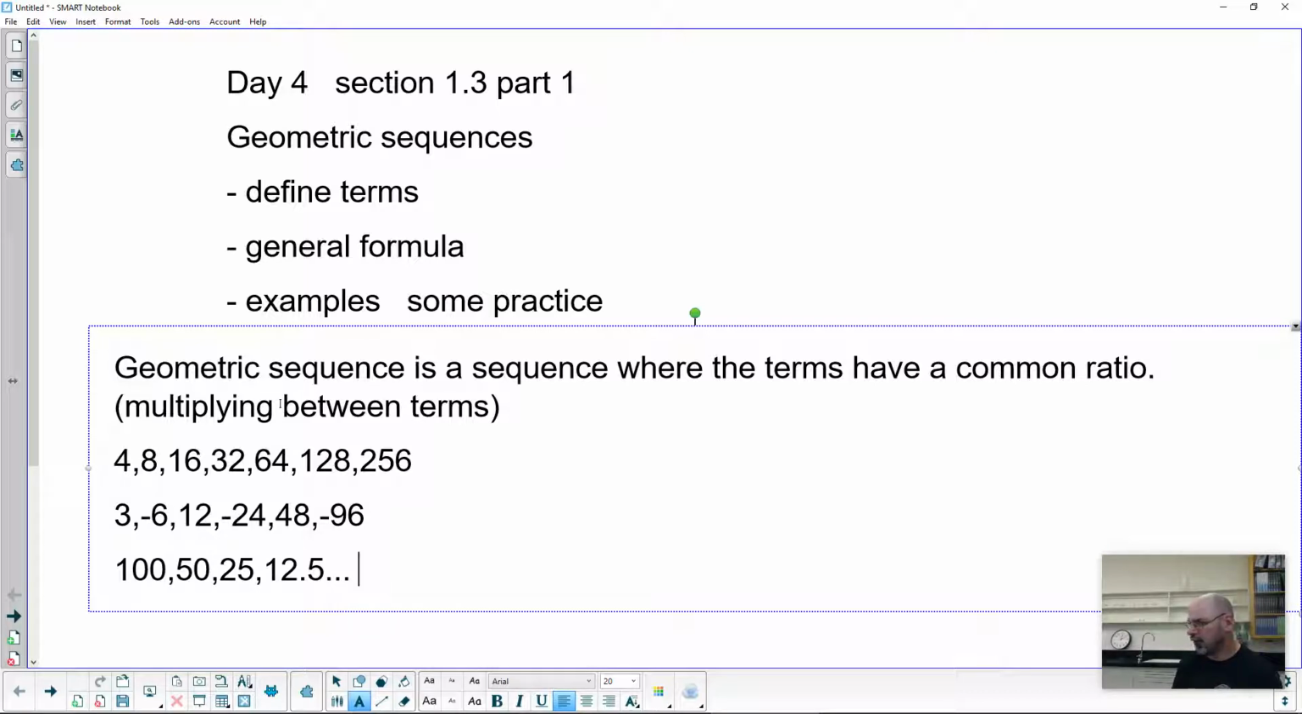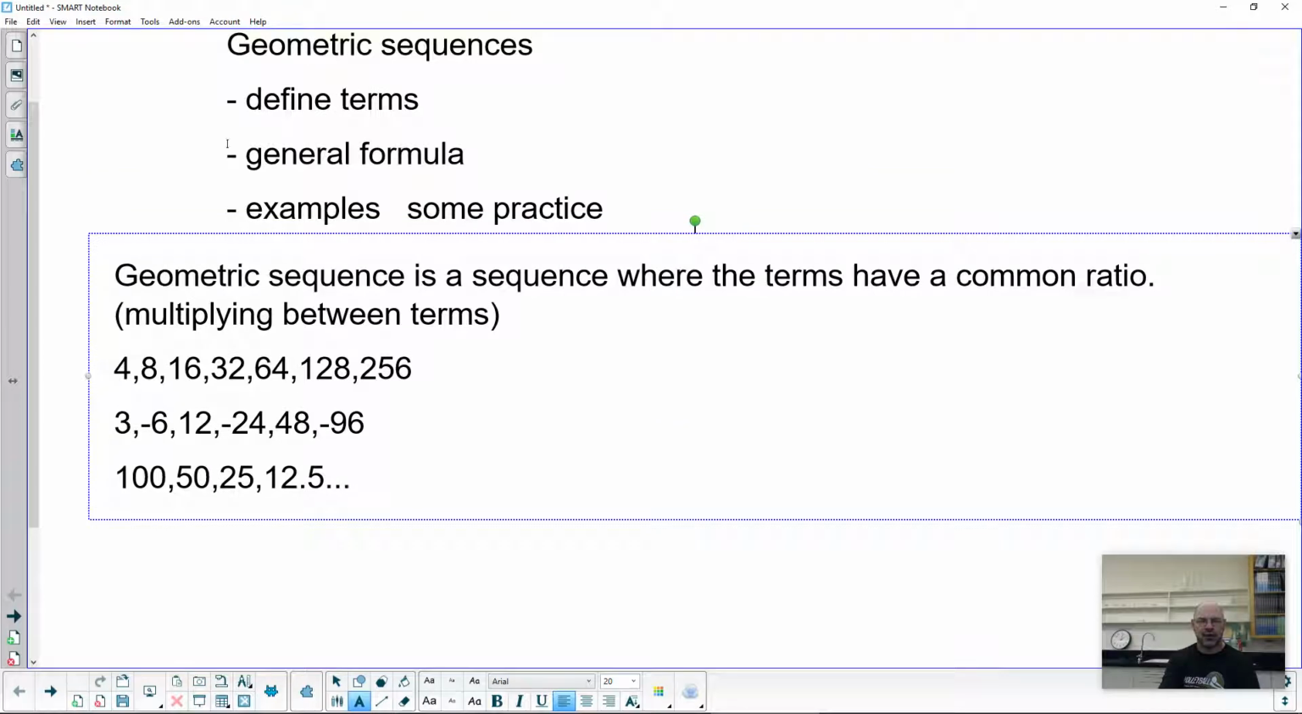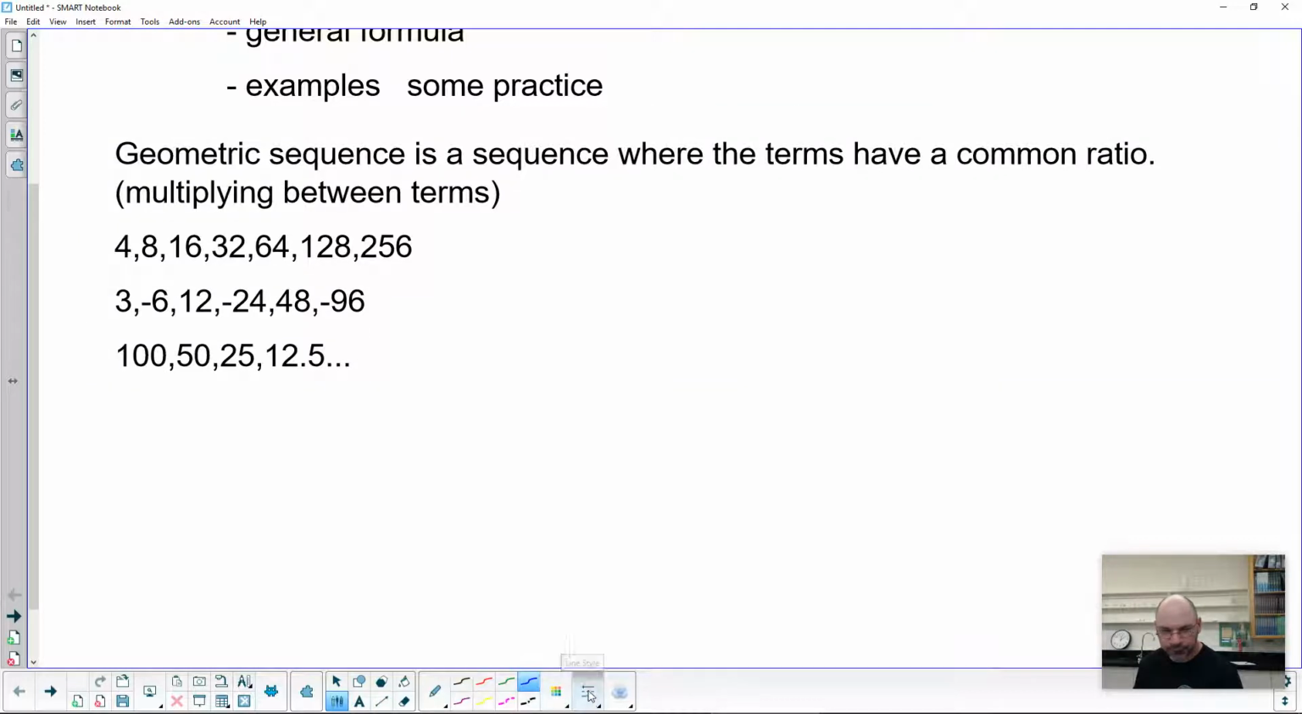So how do you get the common ratio? What are the symbols that we're going to use? Let's take a look at defining the symbols next. We're going to use r to represent our common ratio.